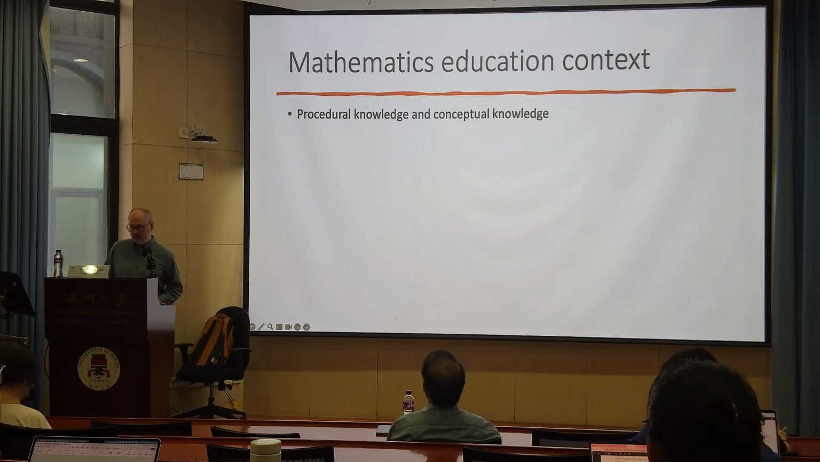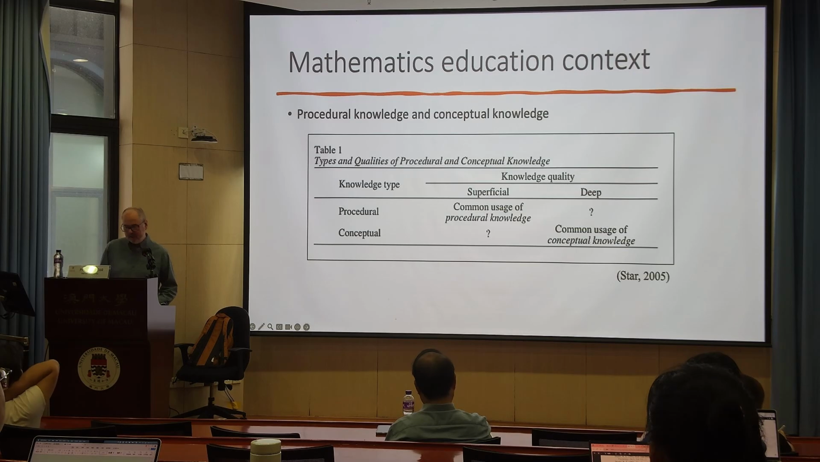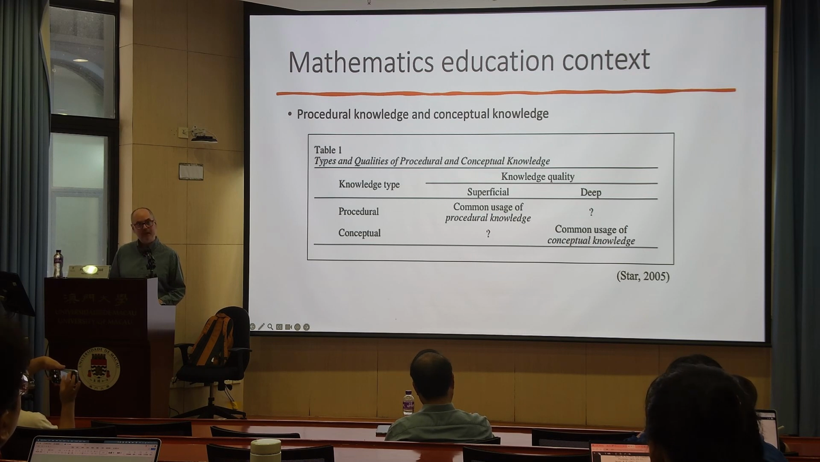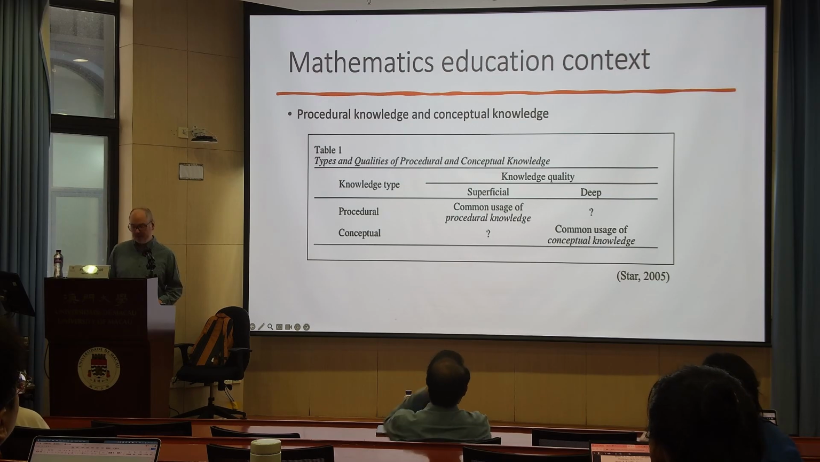So in the English-speaking world, there's a long-standing interest in what people often call procedural knowledge and conceptual knowledge. Here is a table that I included in a 2005 publication where I first introduced my ideas of flexibility. What this table is intending to show is the following. On the horizontal axis of the table, I've represented knowledge quality, where knowledge can be considered either to be superficial or deep, and deep is the desired outcome. On the vertical axis, I've represented the type of knowledge, and here the types we're talking about are knowledge of procedures or knowledge of concepts.